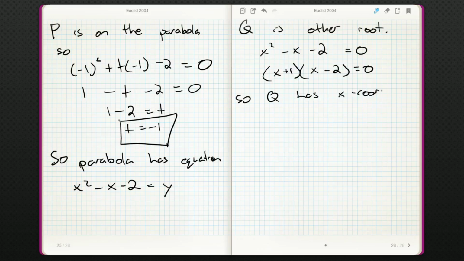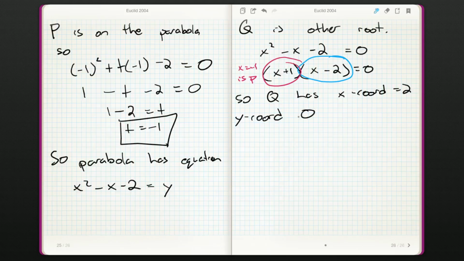So Q has x coordinate equal to 2. I might even circle that one, or you could also say x equals negative 1 is for P. If you want to extra explain your reasoning as to why you know Q has the y coordinate 2, I would say it's clear, but you might differ with me. You might want a bit more explanation. That's fine. So Q has a y coordinate 2. It's got to have x coordinate 0 since it's a root. So we'll deal with the triangle in a bit.